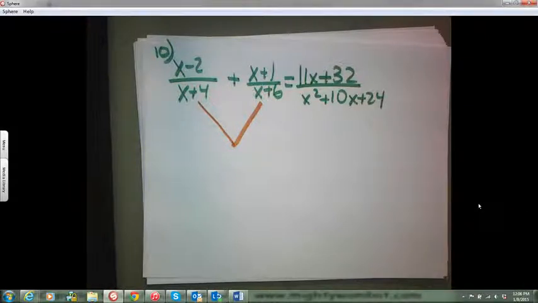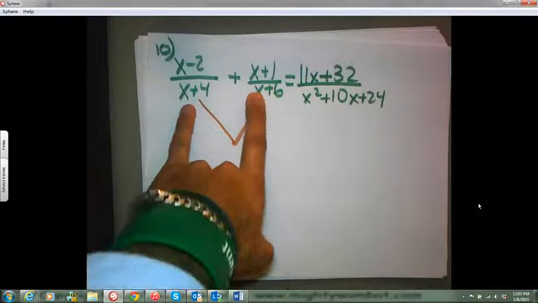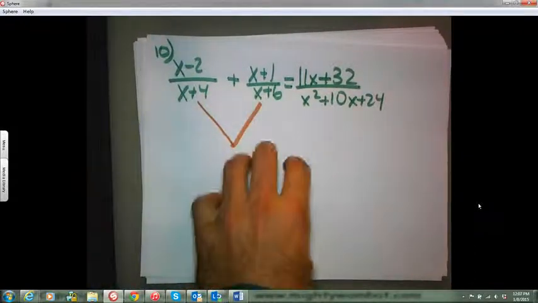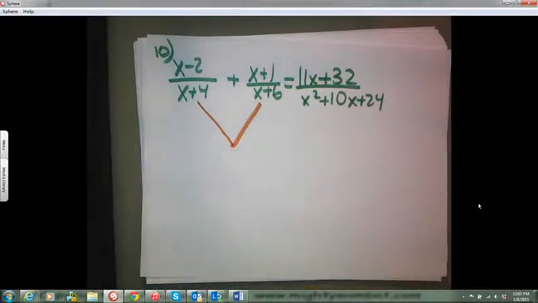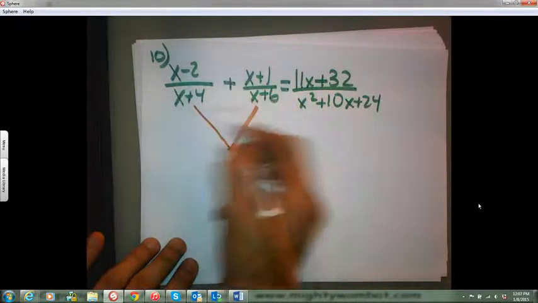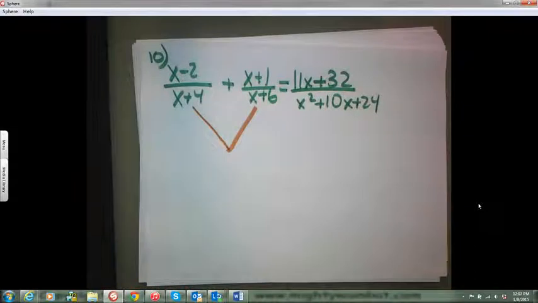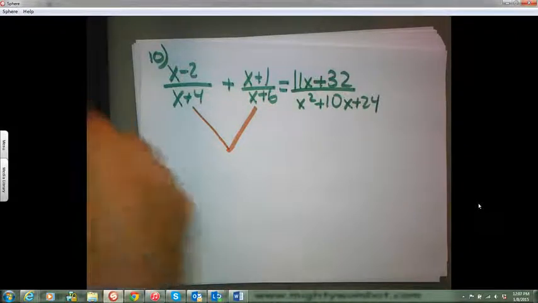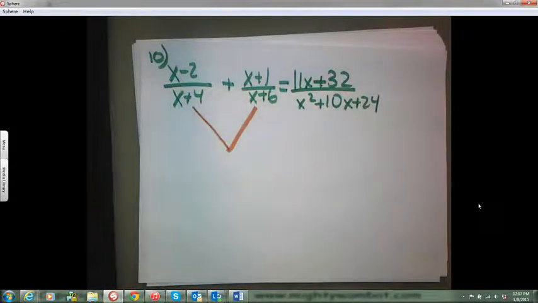Okay, so if we could combine these into one fraction and have one fraction equals another fraction, we'd be in good shape. So let's see again. How can we combine these into one fraction? Well, we just did it on the previous problem. What did we do? We found a common denominator. Unfortunately, finding a common denominator here would be painful.